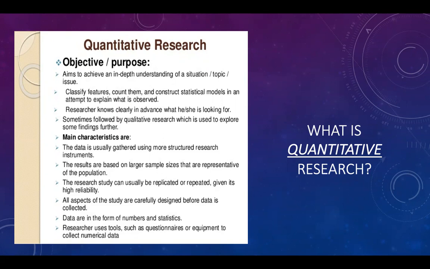Most of the main characteristics are usually that the data is gathered in a more structured type method. The results are based on larger sample sizes that are representative of the population. It can always be replicated or repeated given its high reliability. All aspects of the study are carefully designed before the data is collected, and the data is collected in the forms of numbers and statistics. Researchers use tools such as questionnaires or equipment to collect numerical data. Remember, with quantitative research, we're always looking at the quantity, numerical.